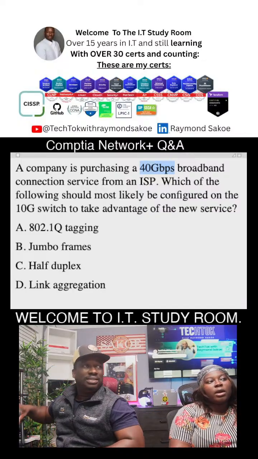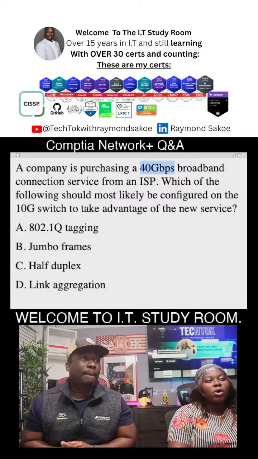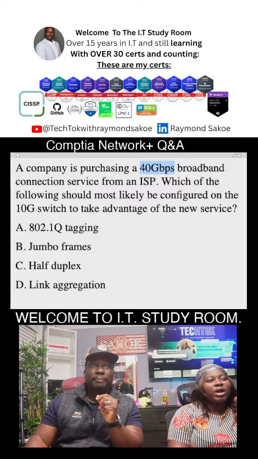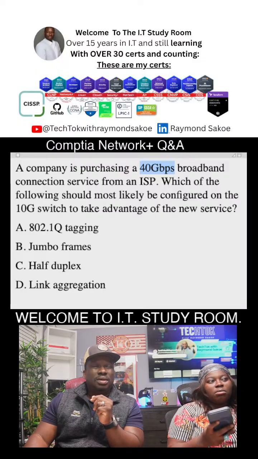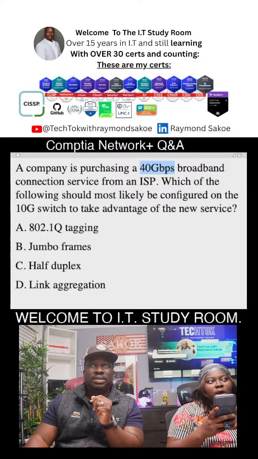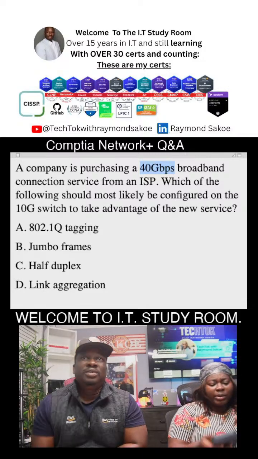Hope that makes sense. Hi Lego Maniac. Lego Maniac says jumbo frames or you're not going to pass a gig. No, you don't need jumbo frames. I think he already said the answer was D. I don't know if he did say that, but let me go back and see.